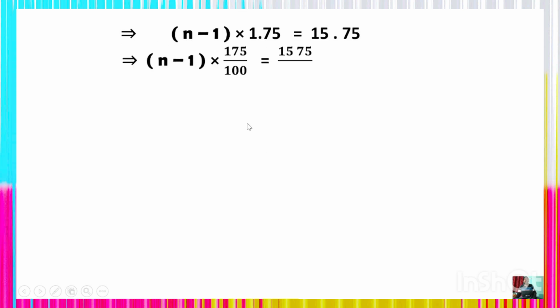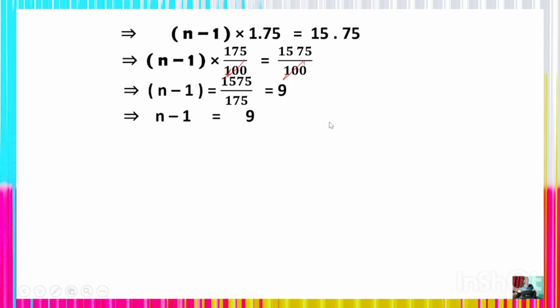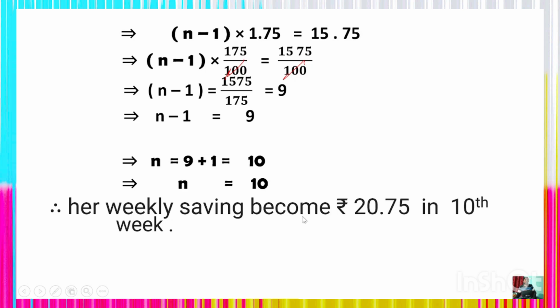So n minus 1 whole into 175 by 100 is equal to 1575 divided by 100. You can cancel the 100 denominators on both sides, right? After cancellation we get n minus 1 is equal to 1575 divided by 175, which is 9. Thus n minus 1 is equal to 9, so n is equal to 9 plus 1, which is 10. So n is equal to 10. Thus her weekly saving becomes 20 rupees 75 paise in the 10th week of the year.